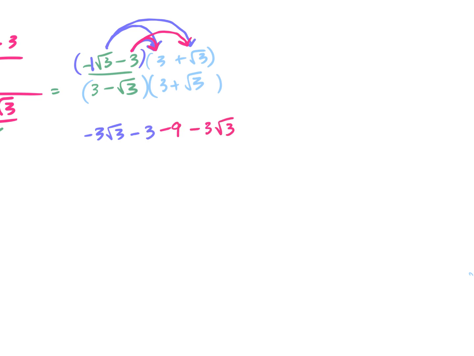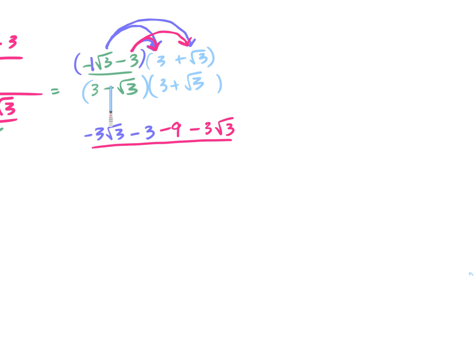Anything outside the root? You're so right. Wait, why is it just 3 plus root 3? We're multiplying by the conjugate, so that's of the denominator. You're going to flip the inner sign. Now we're on the bottom.